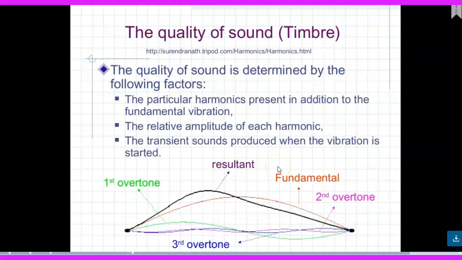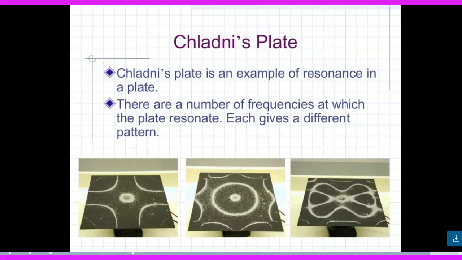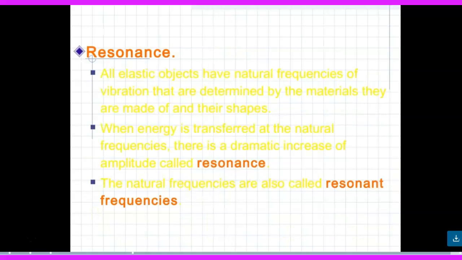The quality of sound. This is the quality of sound for the given second overtone, fundamental and first overtone. This is the Chladni's plate. Chladni's plate is an example of resonance in a plate. Resonance: all elastic objects have natural frequencies of vibration that are determined by the material they are made of and their shapes.